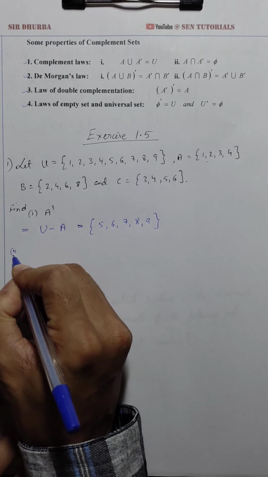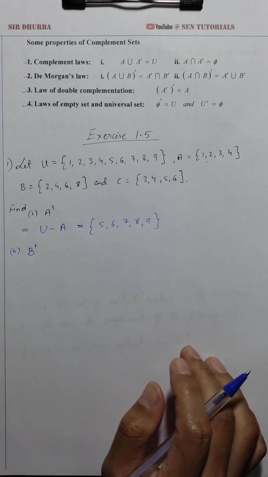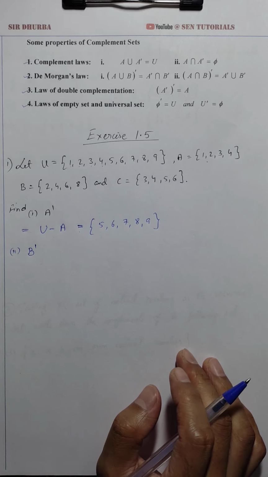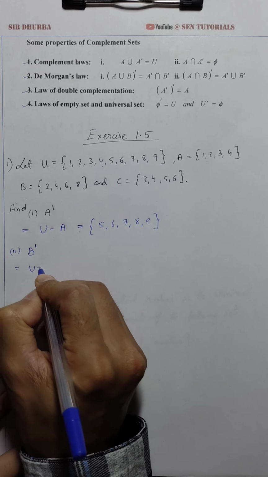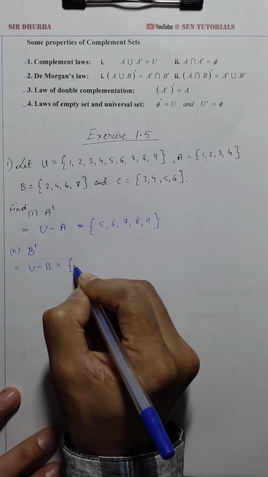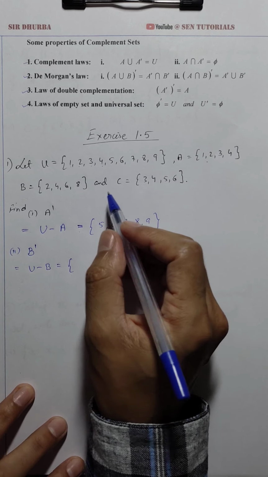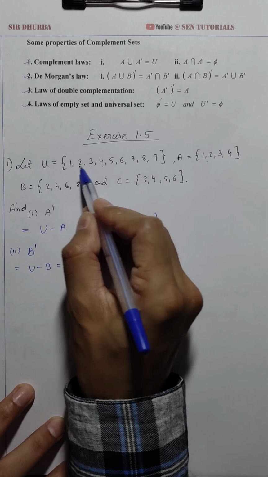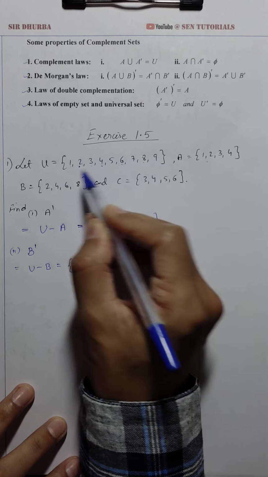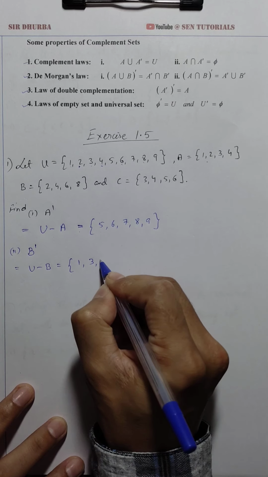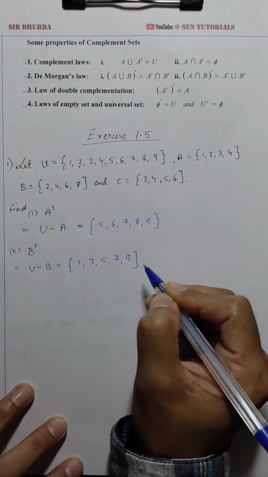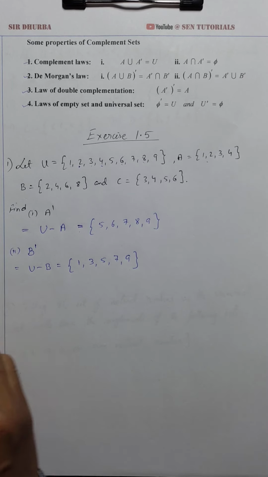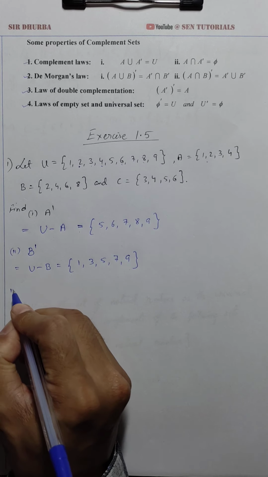The second one says complement of B, that's the set B. Same way, that's going to be the universal set minus the set B. So all the elements which are not in set B, 2 4 6 8, we are going to be left with 1 3 5 7 9. So complement just means the elements which are not in the given set.